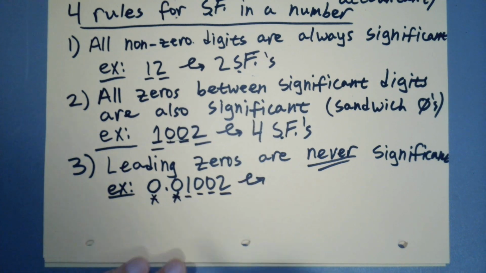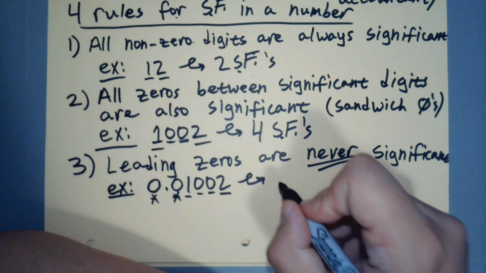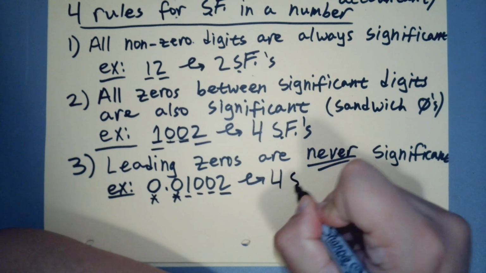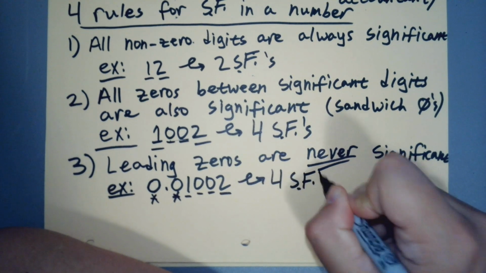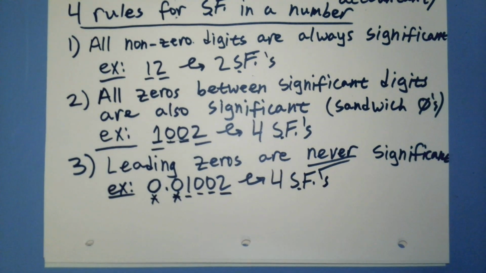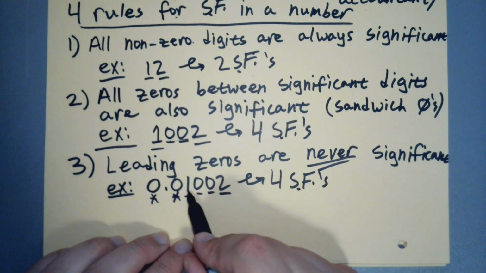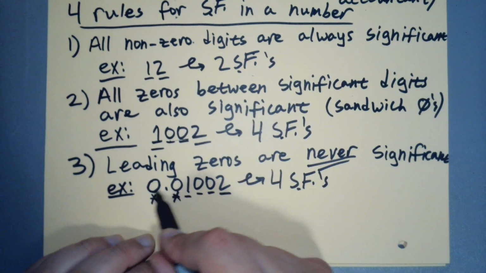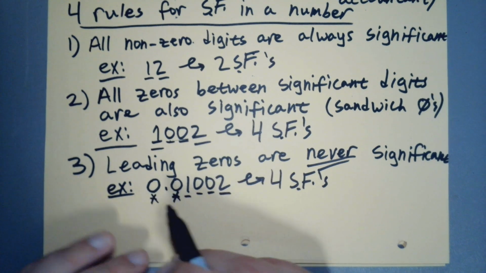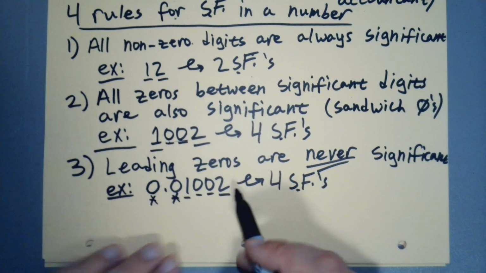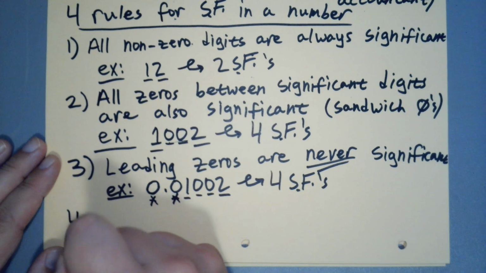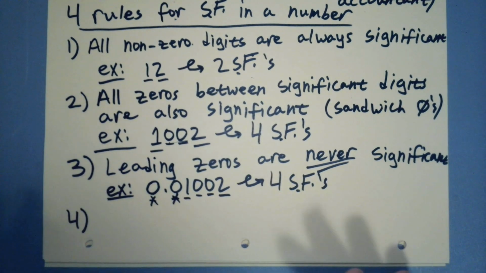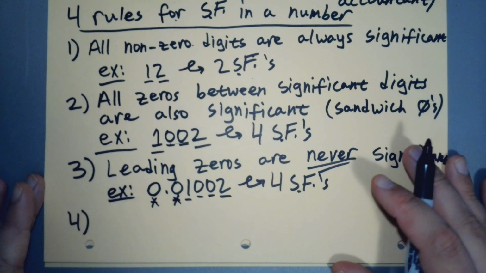You'll never guess what comes next. We call them trailing zeros, but what we have here is a number with 4 significant figures. 1, 2, 3, 4. Again, rule number 3 says these don't count, so we throw them out. So it's just the 4. Alright, now rule number 4 is tricky. It's kind of an if-then statement.